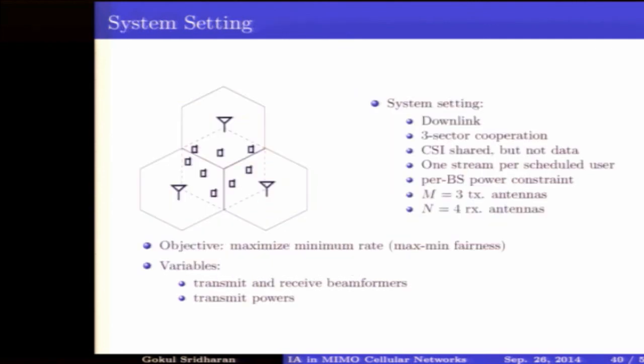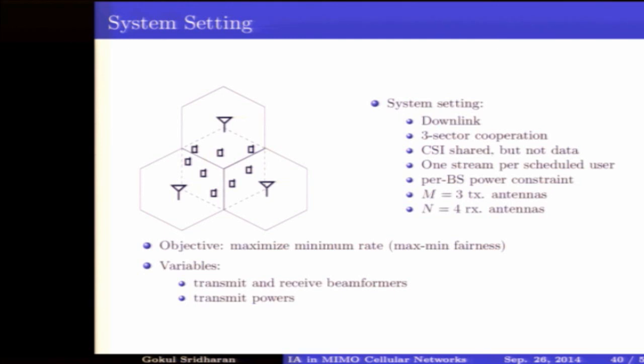So we set up a system level simulation to figure out what kind of role interference alignment could play. We again go back to the original three-sector intersection that we had, and our objective was to maximize the minimum rate, so that's maximum fairness that we wanted to achieve. The variables being transmit and receive beamformers and transmit powers. We assumed that CSI was shared but not data, one stream per scheduled user, and a per base station power constraint.